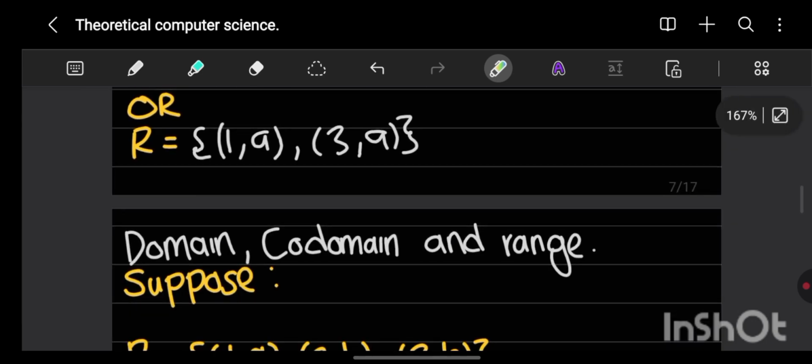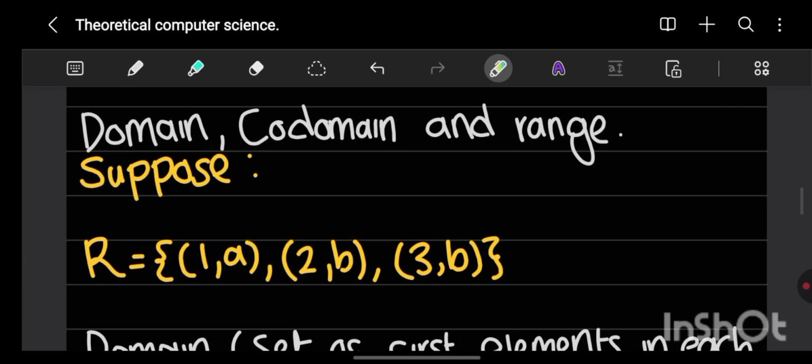Okay, let's talk about things that you can find within relations. Within relations, you can find domains, codomains, and ranges, right? Suppose you have this relation, and we normally use this big R as a symbol to show a relation. So I'm just going to always refer to that.